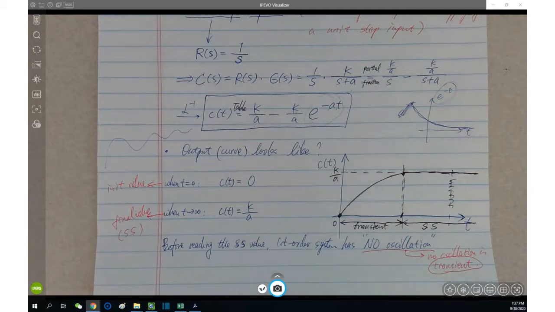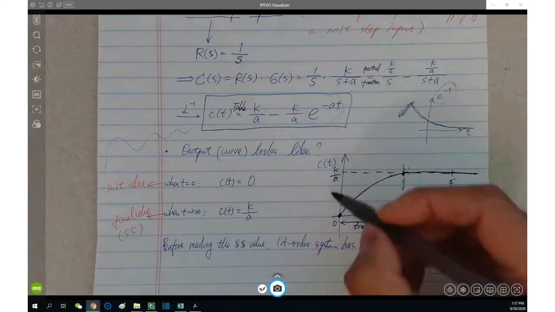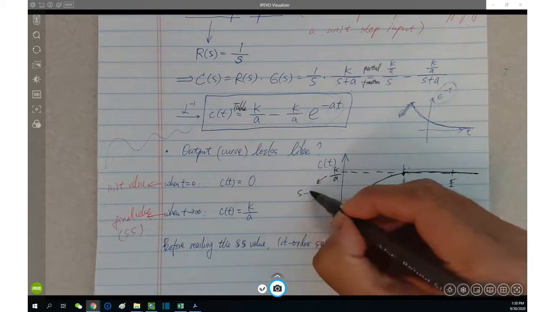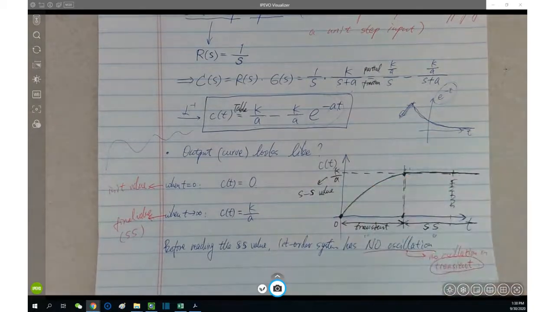So be careful. The transient and steady state, obviously, are very easy to tell which is which, right? If we're given the graph. So before reaching the steady state value, you have a transient. And be very careful, this steady state is a steady state value. Okay. A steady state value.